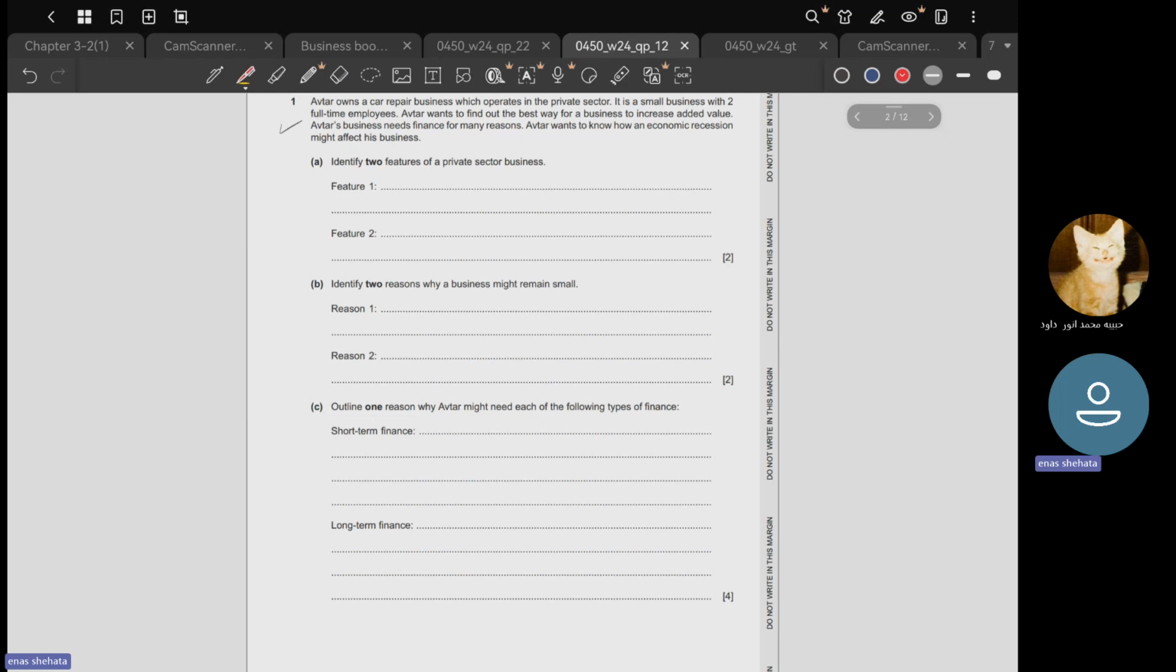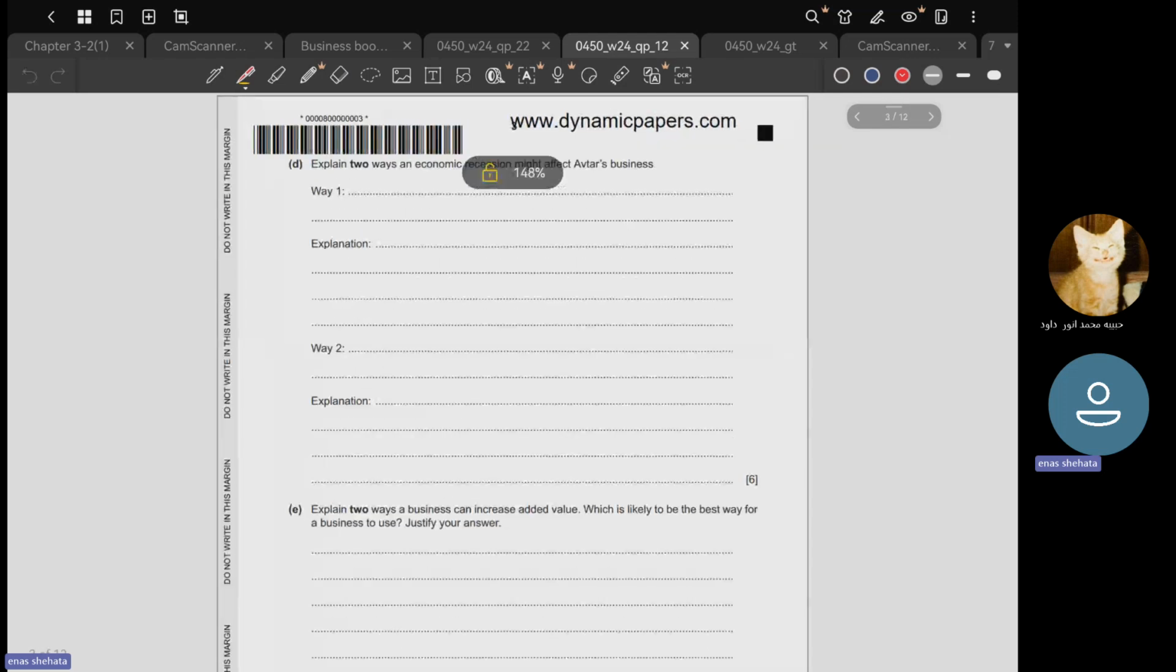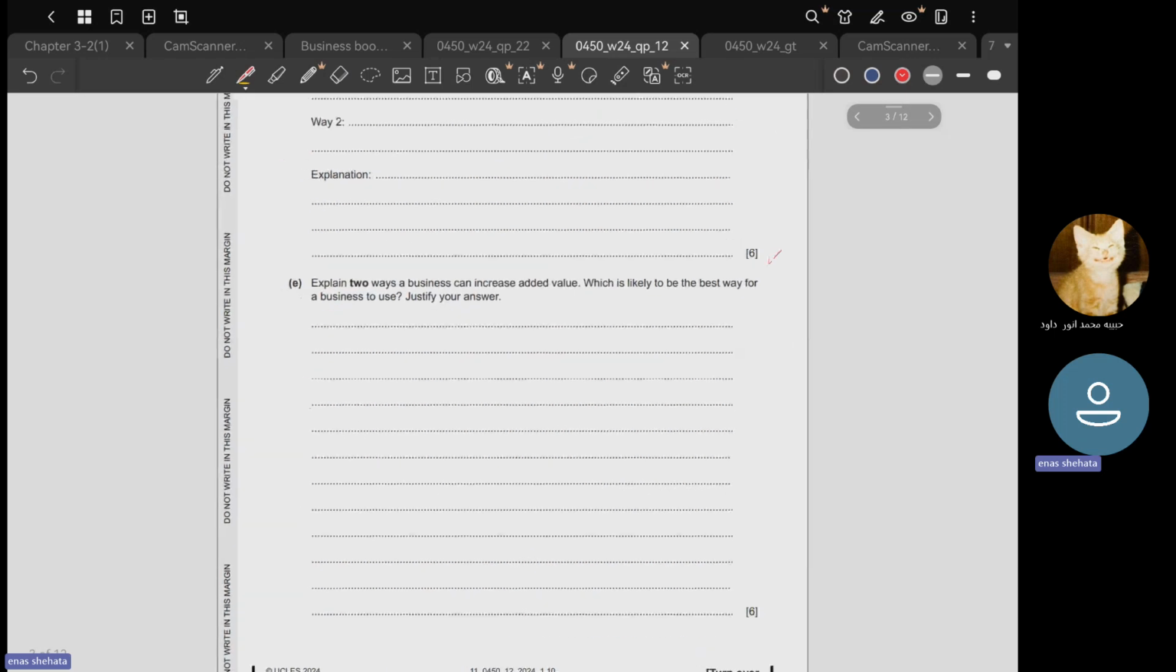So every case consists of 5 questions, A, B, C, D, E. The first question has 2 parts. There is no need to explain anything, you will just state the point. And the second question also. In the third question, you will explain a little bit. And in question D, also you will explain a little bit. And in question E, you will give something related to your opinion.